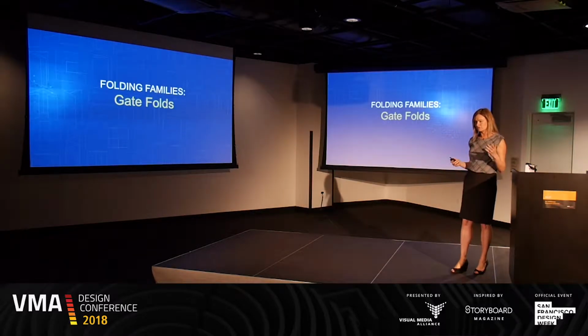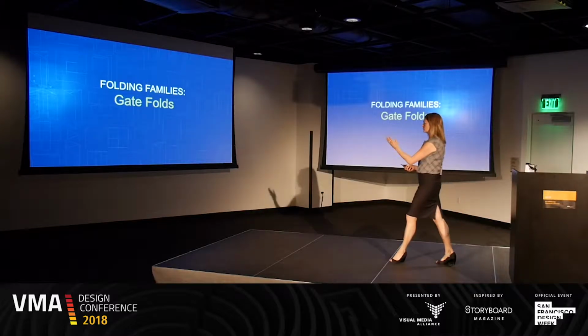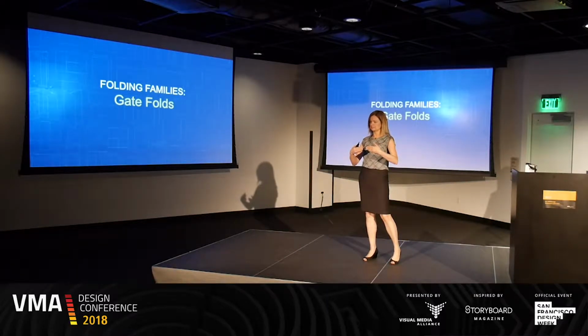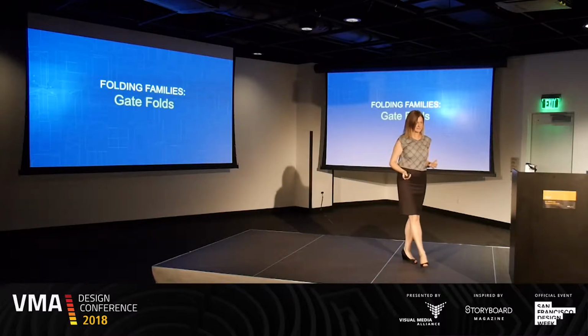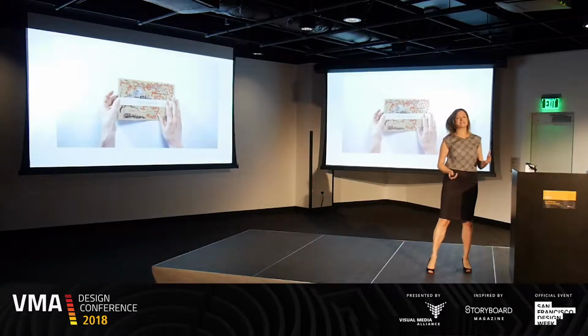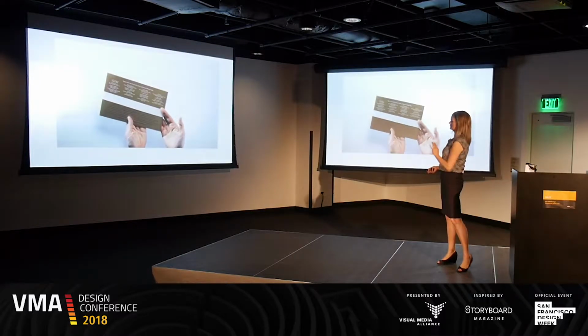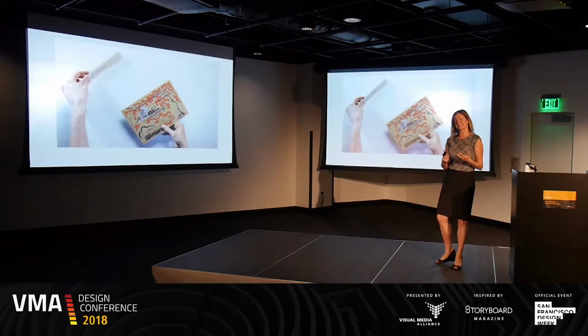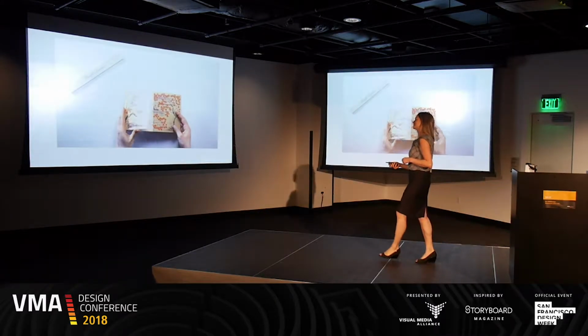Next folding family, folding characteristics, gate folds. So gate folds characteristically have 2 panels that fold in toward each other. So that's our basis. I'm going to show you the most basic form of a gatefold. I like this one in particular because it has a belly band on it, which makes it feel a little bit like a gift. This was an invitation, came in an envelope.